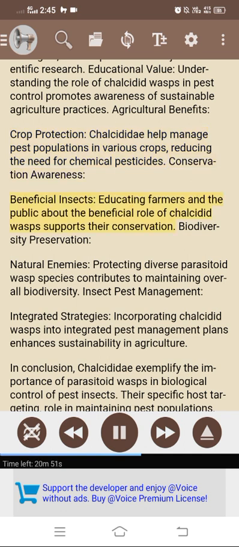Conservation awareness, beneficial insects: educating farmers and the public about the beneficial role of Chalcididae wasps supports their conservation. Biodiversity preservation, natural enemies: protecting diverse parasitoid wasp species contributes to maintaining overall biodiversity.